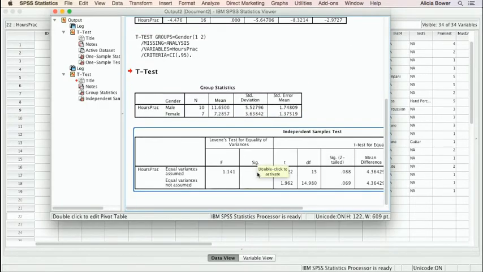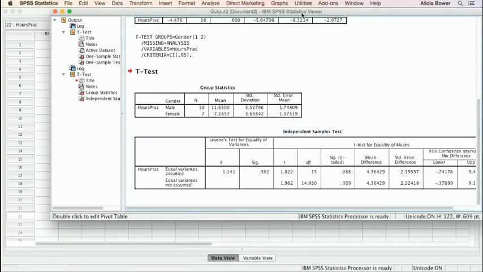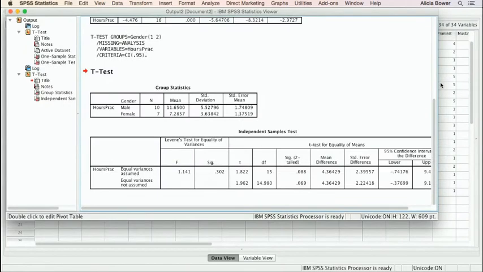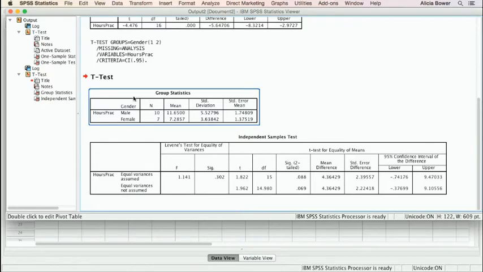And again, here is our output. And here's what you will see. Oops, sorry, it's really big. There. So again, you always have this group statistics, or descriptive statistics table, that tells you the variable you're looking at, the two groups you've made, the number of participants in each group, and the mean for each group. So we can see males have a higher mean number of hours practiced than females. Then the standard deviation for each of those groups, and the standard error of the mean.